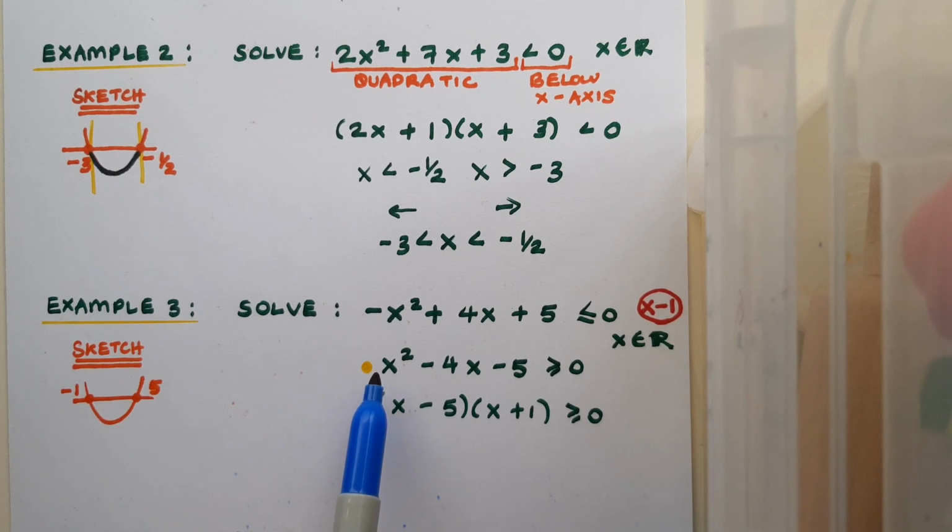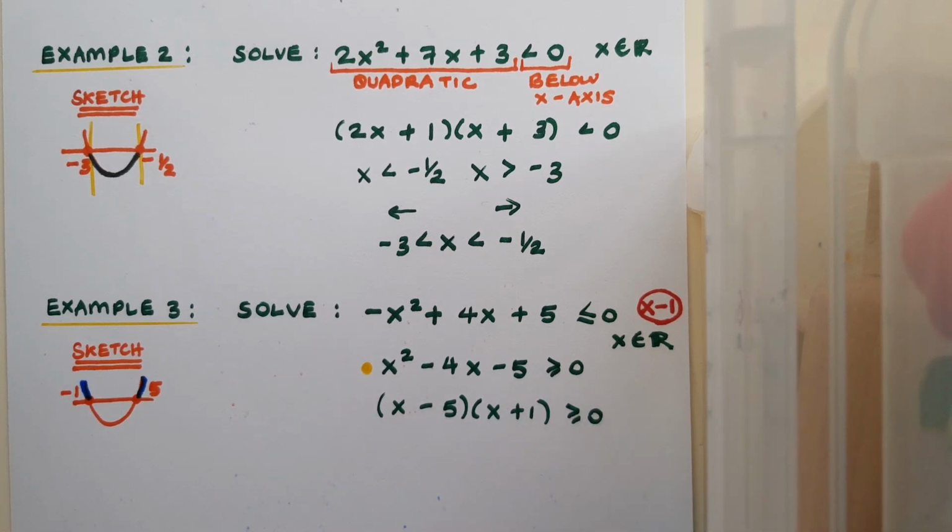Since I'm looking at the positive x squared quadratic, I'm looking above the x-axis. So I'm shading that portion of my sketch. I'm drawing a vertical line down through each root to help me decide is it to the left or to the right that I've shaded in relation to each root. And for -1, I've shaded to the left of the root, so it's going to be a less than or equal to symbol. And for my other root 5, I'm shading to the right-hand side of that, so it'll be a greater than or equal to symbol.